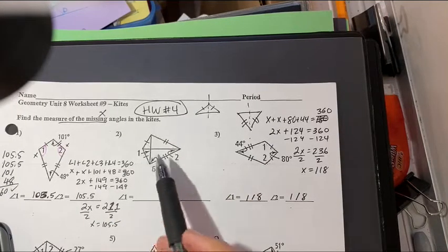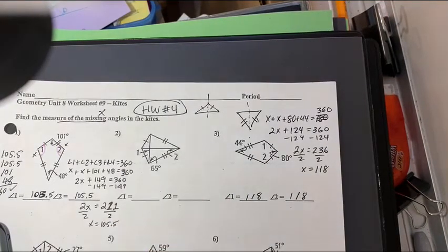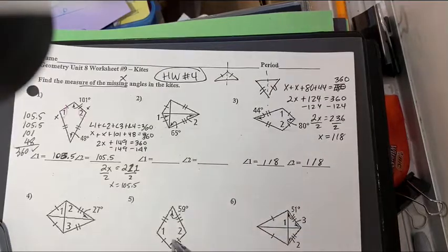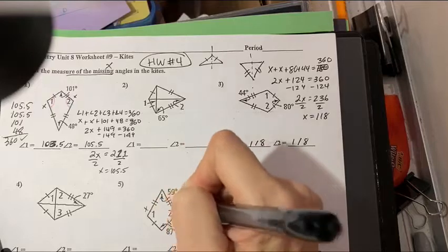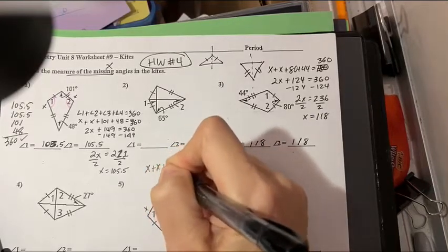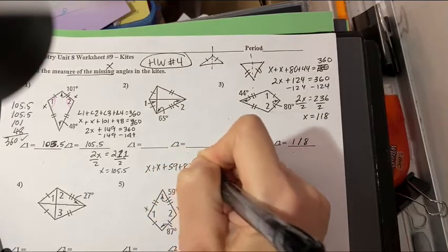Now let's look a little further with 5. 5 is the same. So let's jump to 5, right? X, 59, 87.